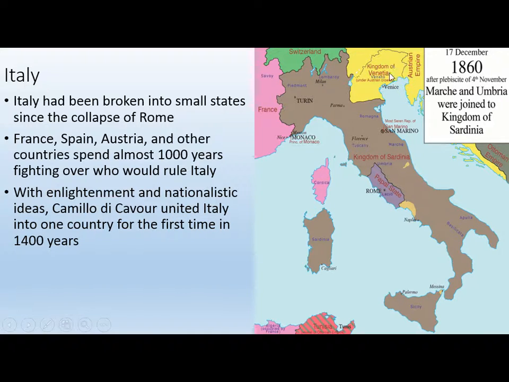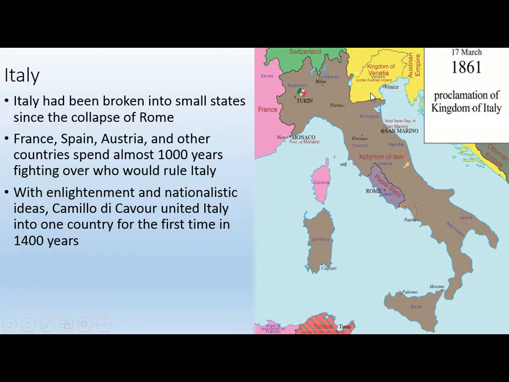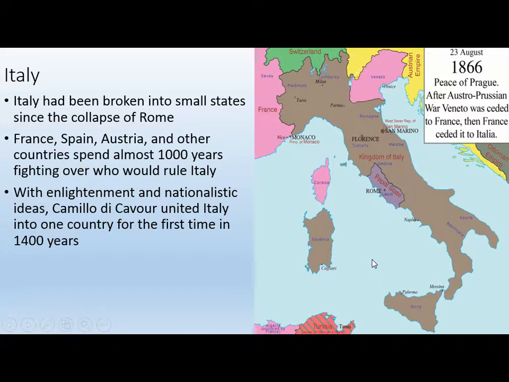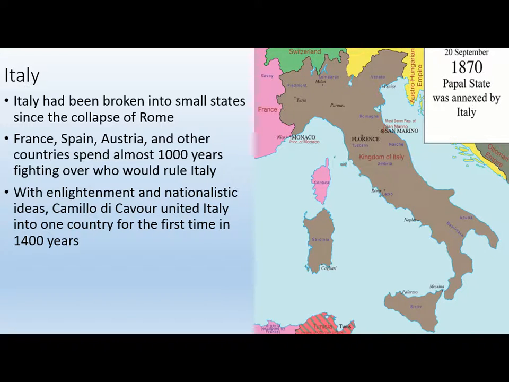Up here, this part, the Kingdom of Venetia, this was actually owned by the Austrian Empire, so Germans. They actually get this back from the Austrians as well. So you can see Italy, one pretty little country, 1871.